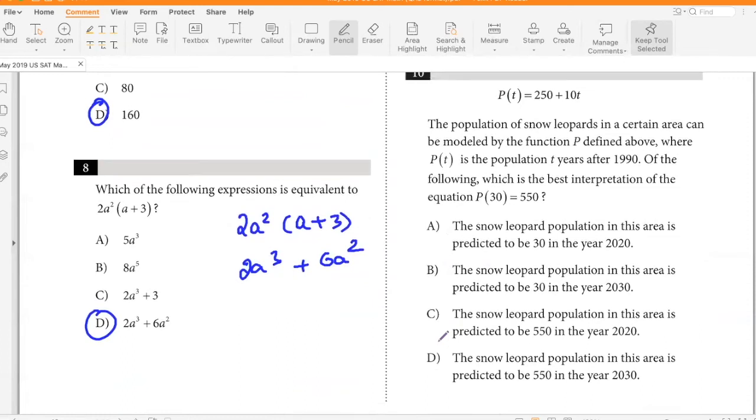The population of snow leopards in a certain area can be modeled by the function defined above, where P(T) is the population T years after 1990. Of the following, which is the best interpretation of the equation P(30) is 550? So that would mean that 30 years after 1990, the population of snow leopards is 550. So 30 years after 1990 would be 2020. So I can cancel B and D. And the snow leopard population is predicted to be 550 in the year 2020. So C.